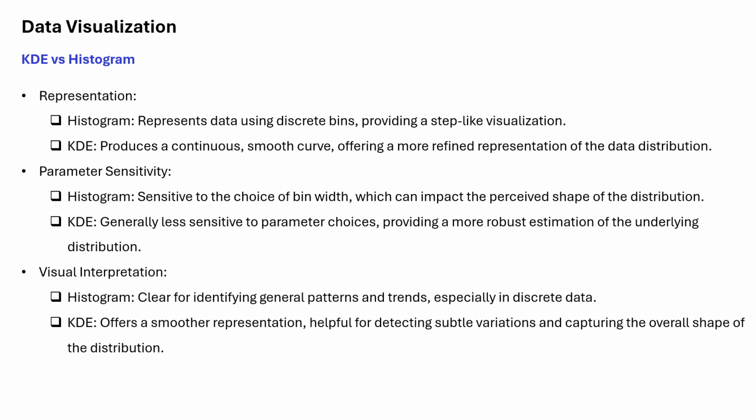Histogram represents data using discrete bins, providing a step-like visualization. KDE produces a continuous, smooth curve, offering a more refined representation of the data distribution. Histogram is sensitive to the choice of bin width, which can impact the perceived shape of the distribution. KDE is generally less sensitive to parameter choices, providing a more robust estimation of the underlying distribution. Histogram is clear for identifying general patterns and trends, especially in discrete data. KDE offers a smoother representation, for detecting subtle variations and capturing the overall shape of the distribution.